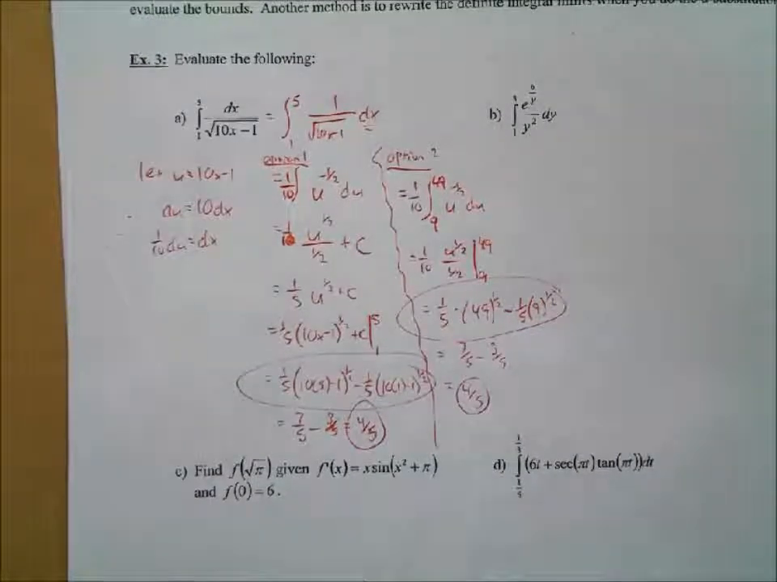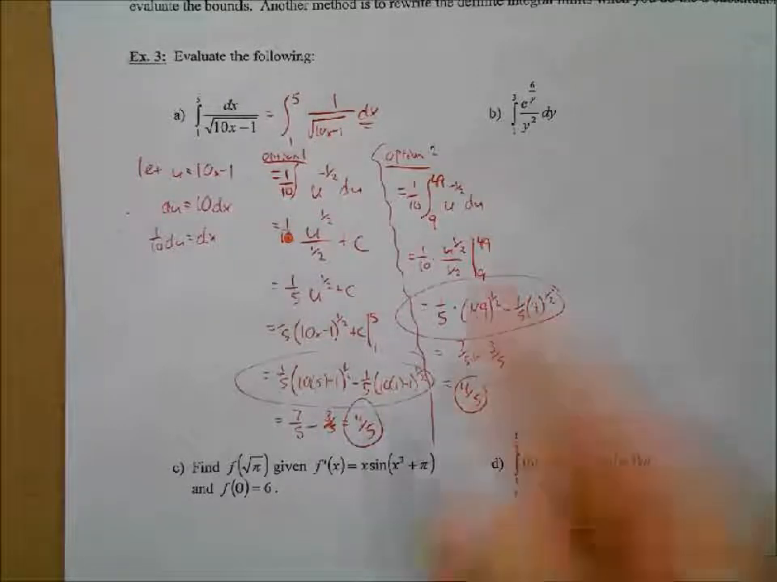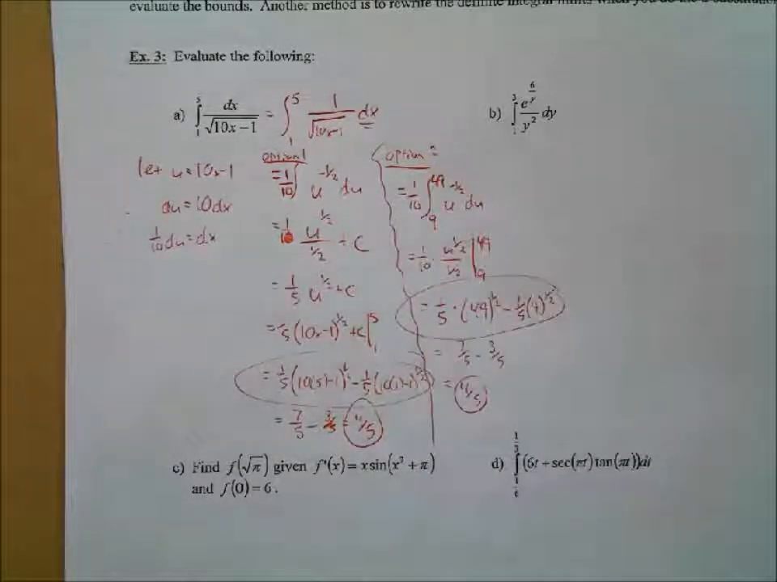Notice in this case, we did not need to retranslate back in terms of x. That was not necessary because we were already in terms of u there. There was no need to go back to x's. We retranslated everything to be in terms of u since it's just a definite integral.